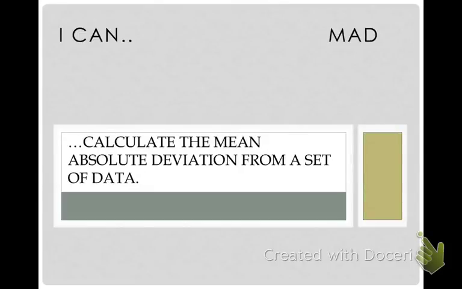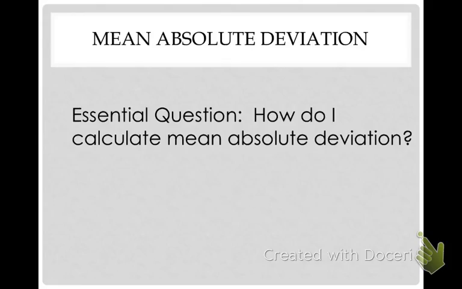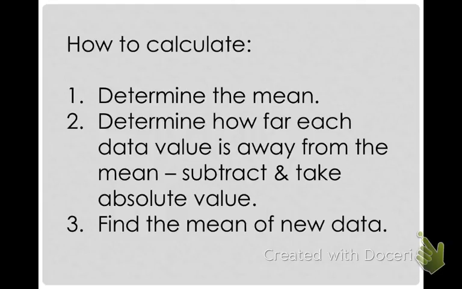Hi guys, so today in class we're going to calculate what's called the mean absolute deviation from a set. You'll hear me refer to it as the MAD or the mean absolute deviation. Some really big words for nothing that's too scary. So here's our essential question. How do I find this? So freeze this video and write down your missing information.